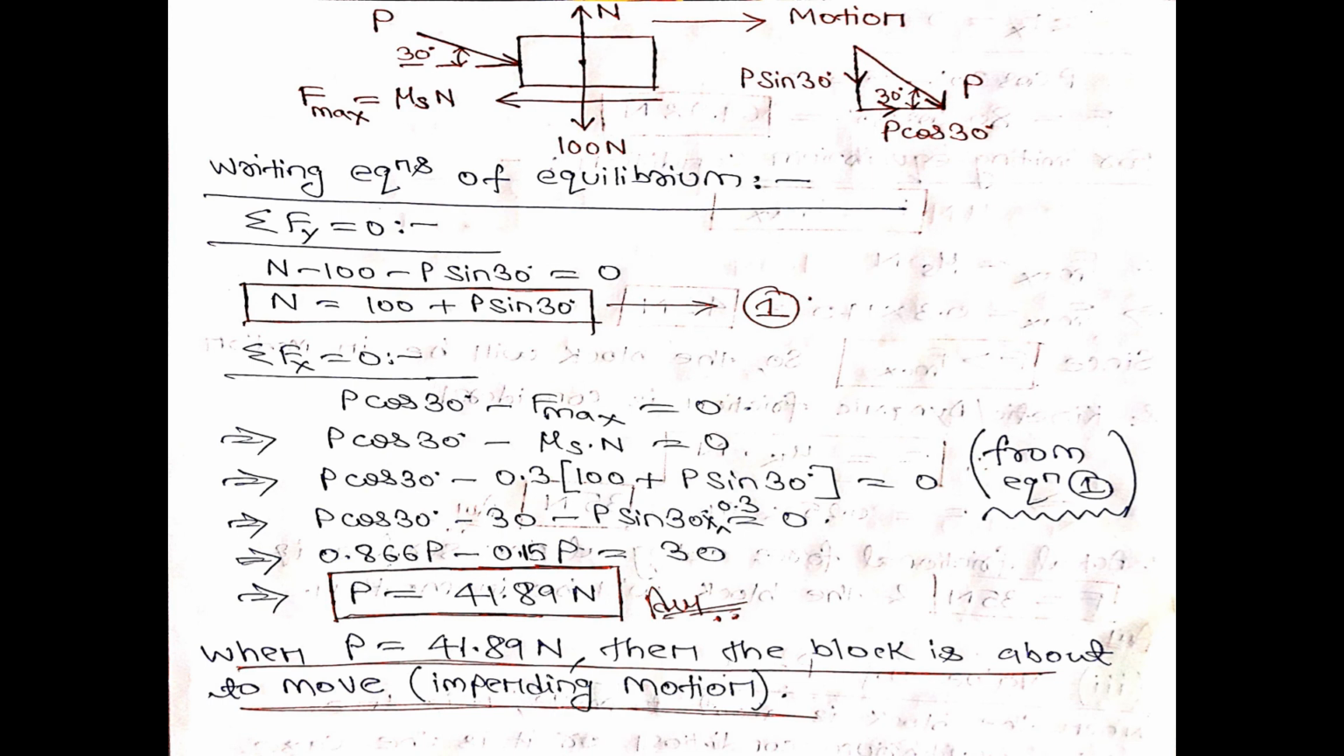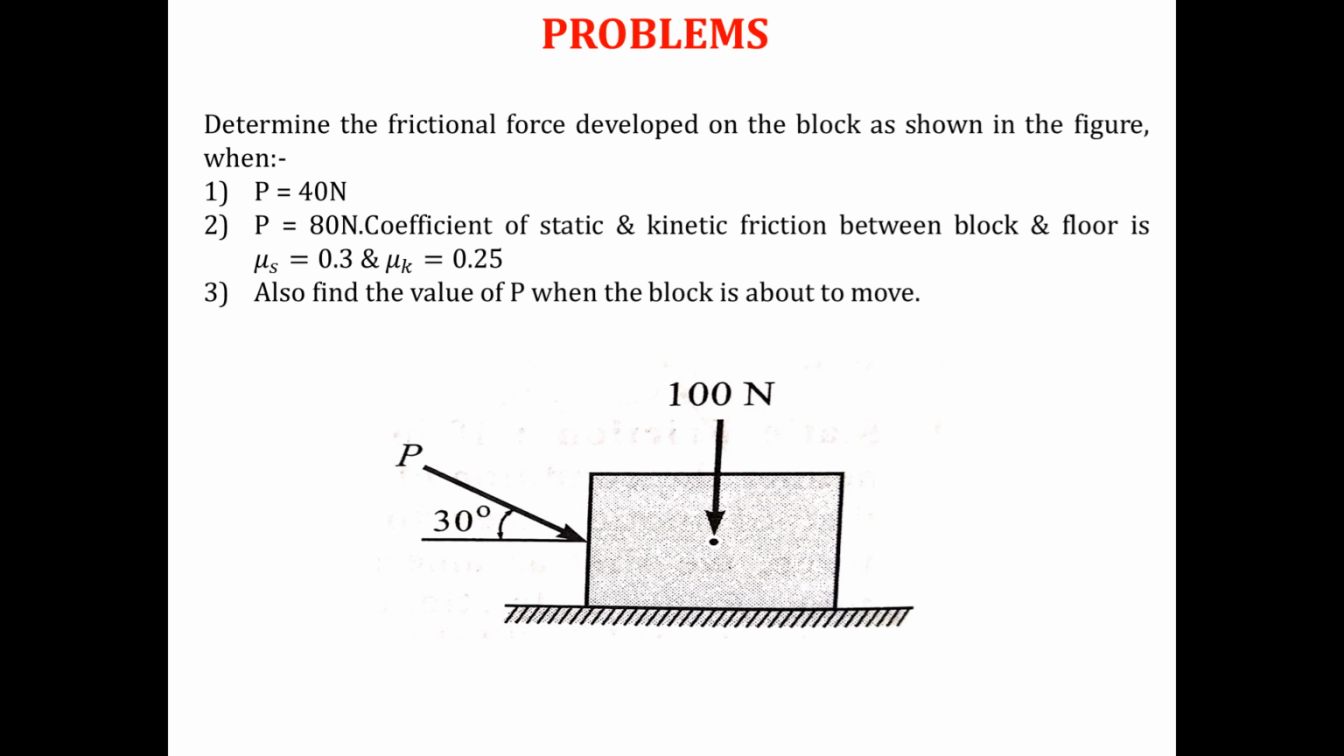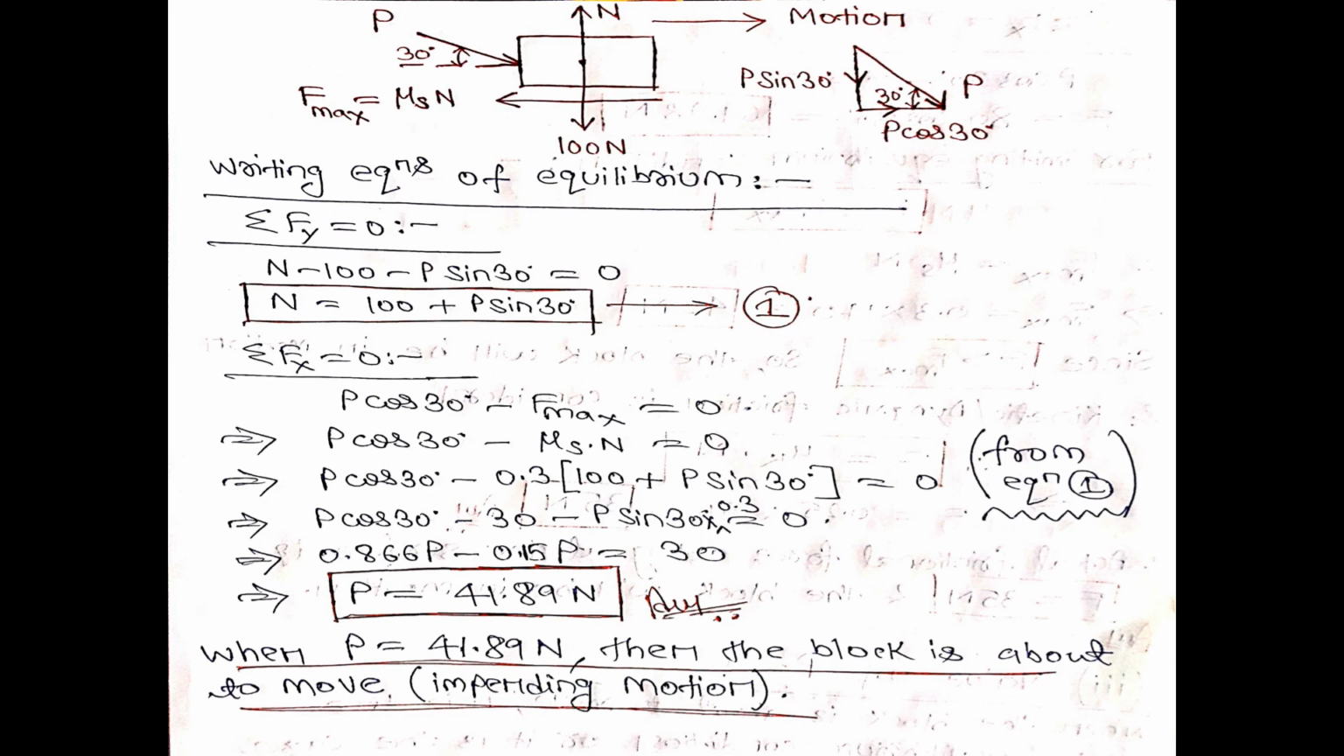It is 41.89 Newton. That means on this particular block, when you apply force P equal to 41.89 Newton, then the limiting condition will exist, the body will start to move, or the condition of impending motion will exist. This is the third part of the problem.